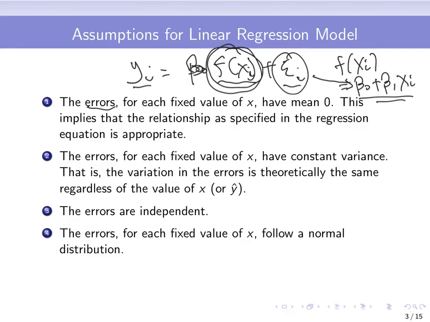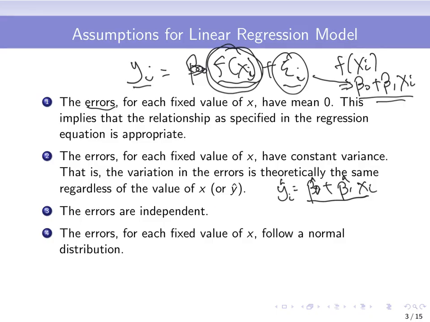The second assumption is that the errors for each fixed value of x have constant variance. That means the variation in the errors is theoretically the same regardless of the value of the predictor or the fitted value, because the fitted value is basically a linear transform of your x variable. So for when x equals 2, the variance of the errors should be the same as the variance of the errors when x is a different value.